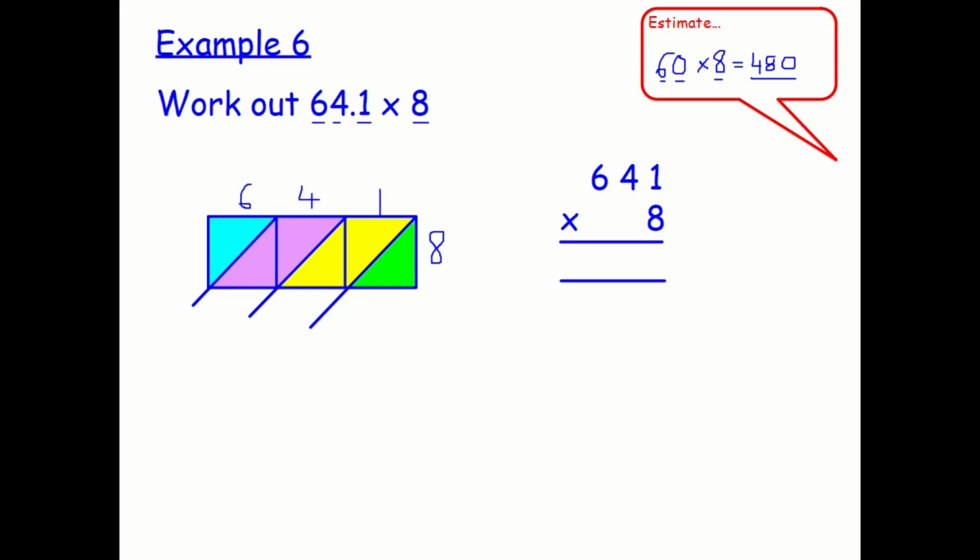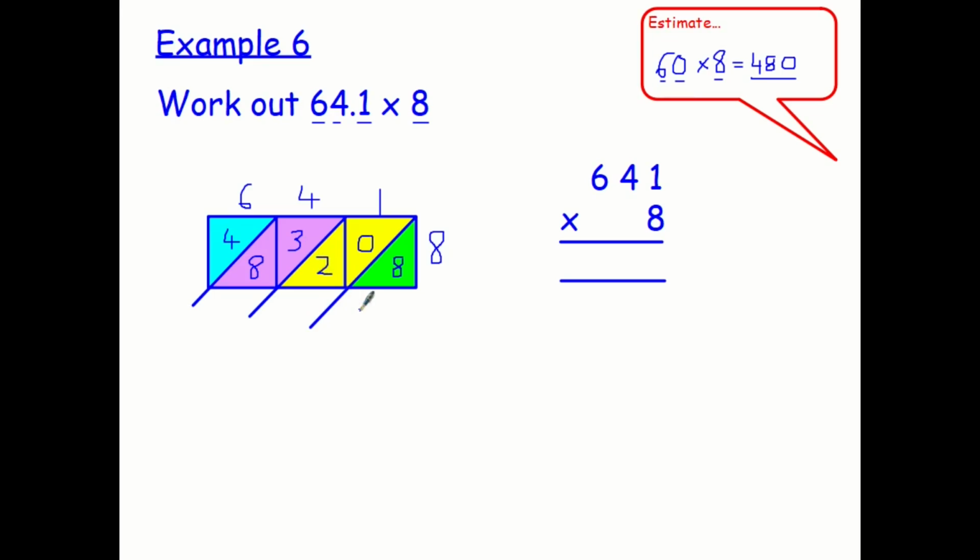Okay, so what do we do here? We do 1 times 8. So remember, 1 times 8 is just 8, so we've got 8 units, but no tens. This box we're doing 4 eighths. 4 eighths are 32, so 32 goes there. And this box here is 6 times 8. 6 eighths are 48.